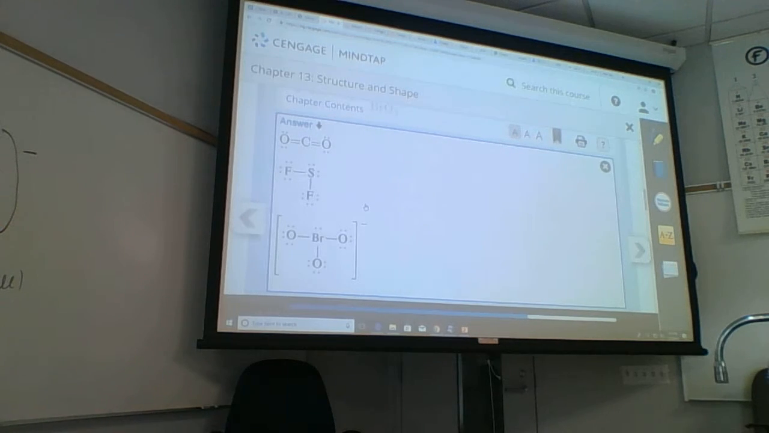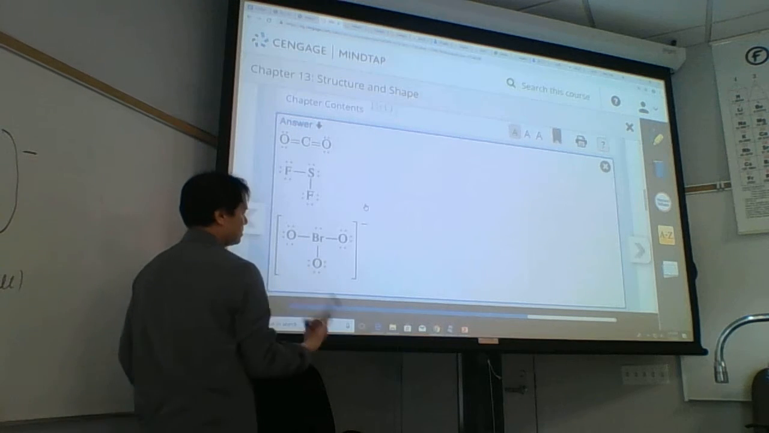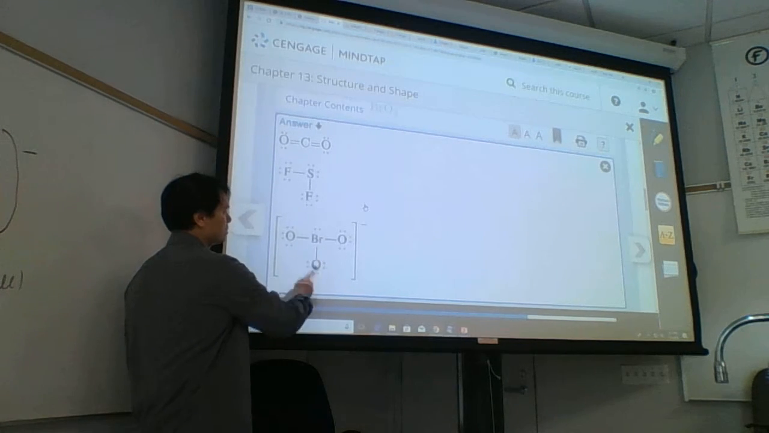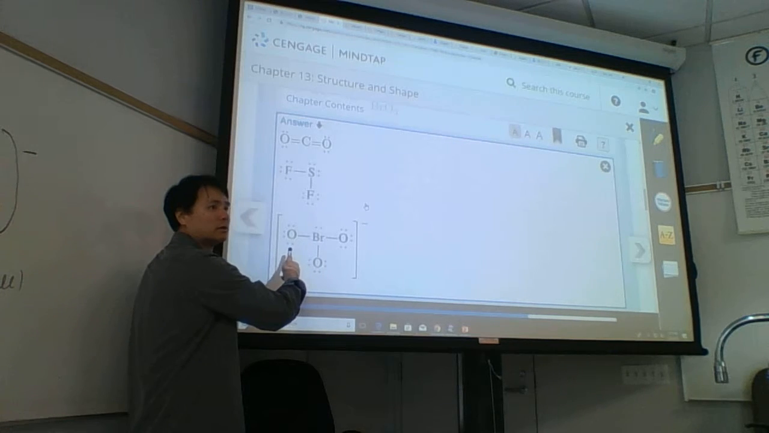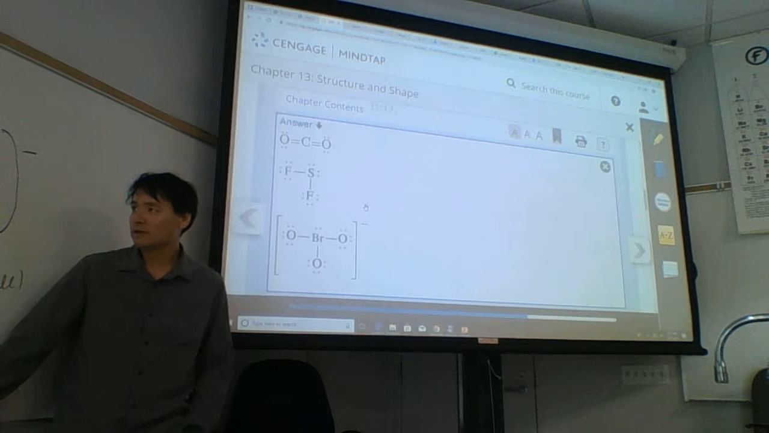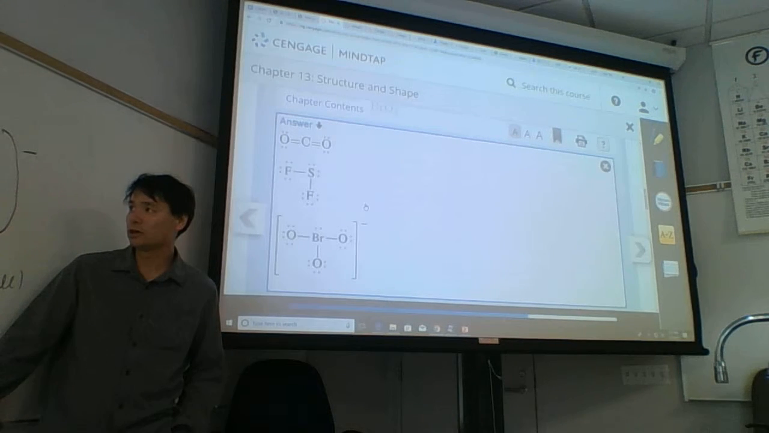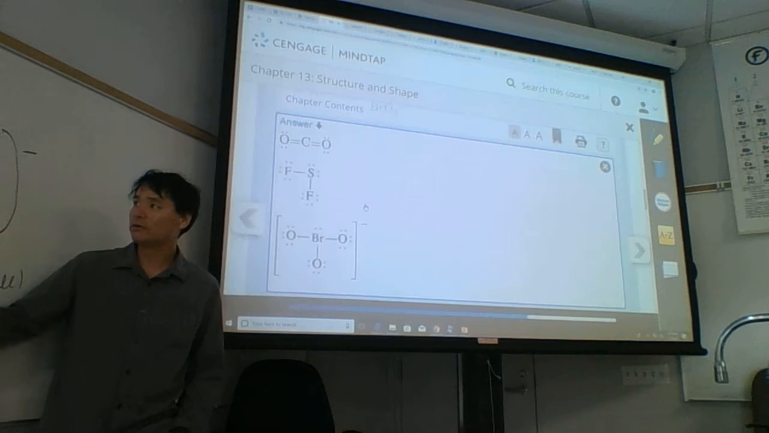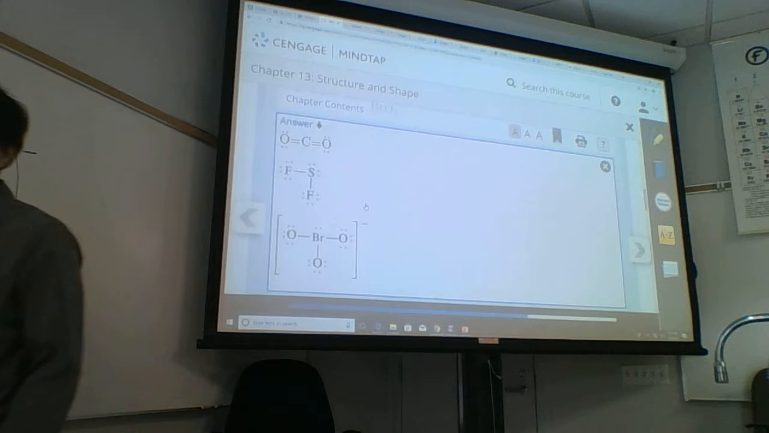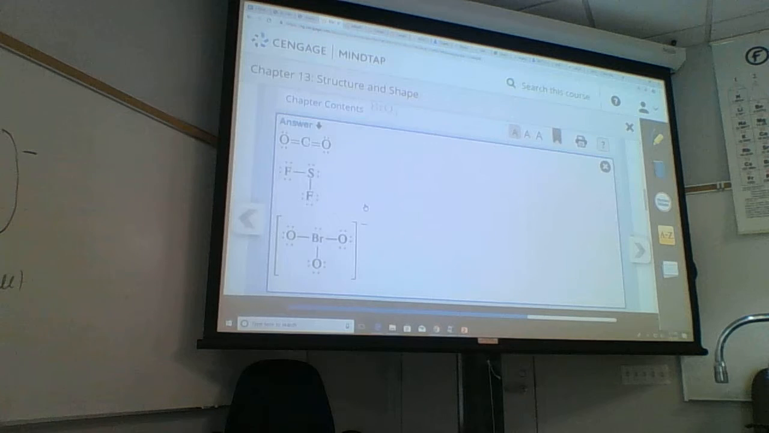The reason I bring it up is your book is just going to leave it as an octet, like this. Your book doesn't even bother with formal charges. And so it comes up with this structure. Everything has an octet, that's good. And so the reality is that there's going to be some kind of minimization of the formal charge. Actually, both of these pictures have problems when you get into bonding theory at a more advanced level, but we'll go with either.